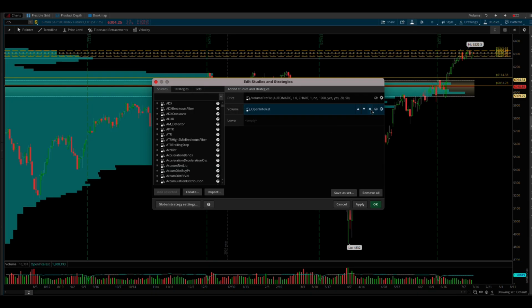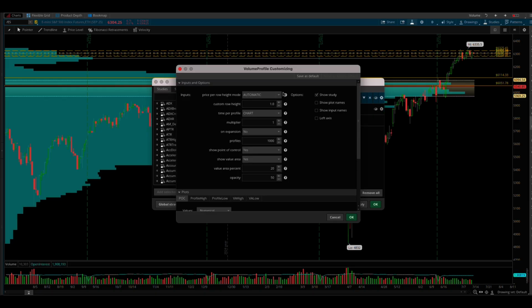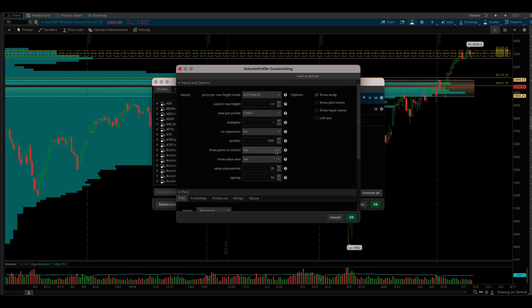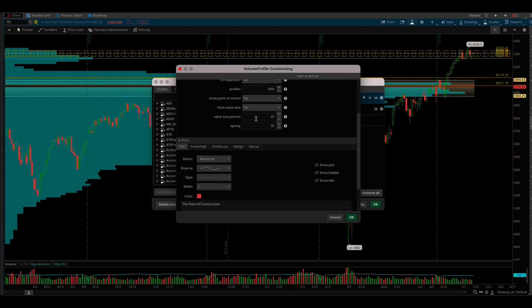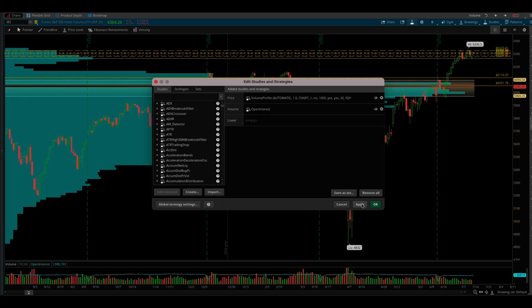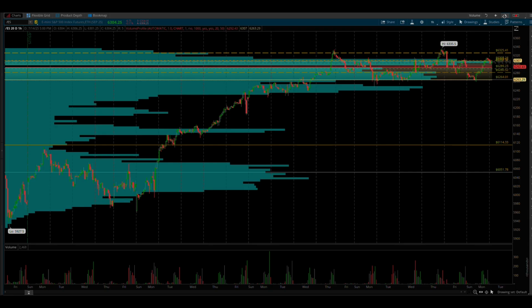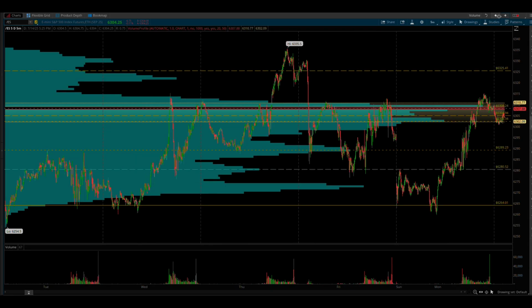Let me show you the settings for my volume profile. So I have automatic, then I have 1.0, I have the time profile for the chart that you're on, multipliers 1. I don't have it on expansion. I like it on the left side of the chart rather than out on the right side. I have 1000 profiles, point of control, value area. I do 20% for the value area percent, and then my opacity is 50, so it's not blowing up in my face. And that's just a simple way you can go out and you can find your own little levels to plot your volume.